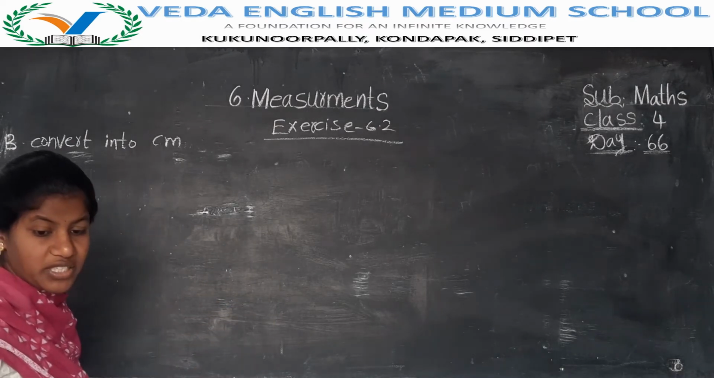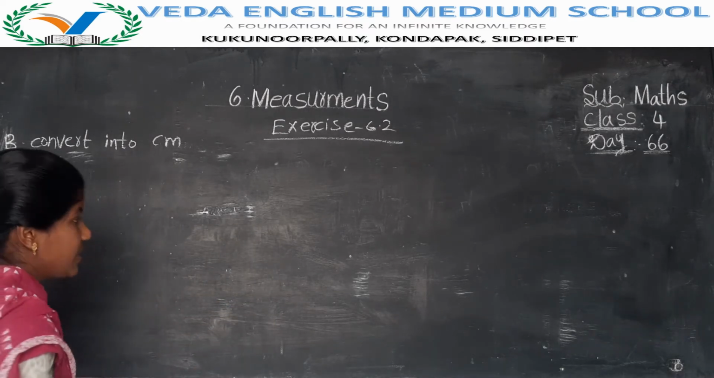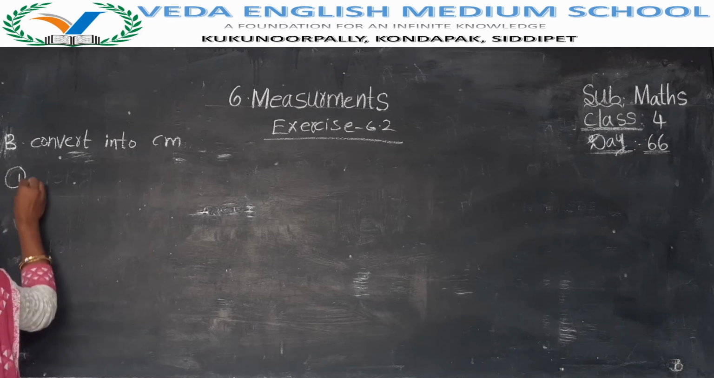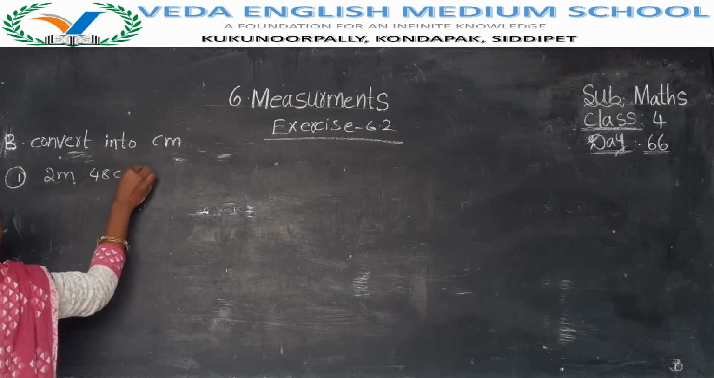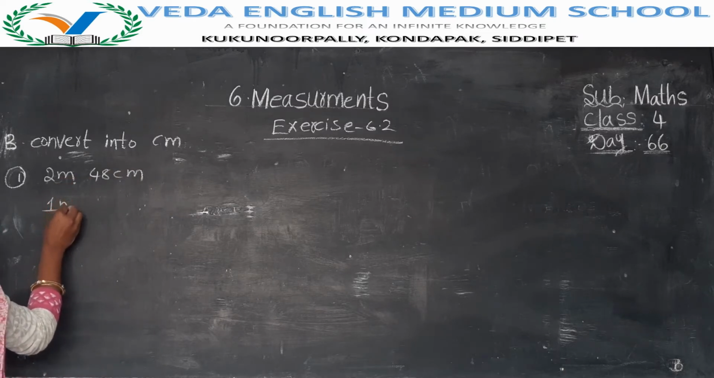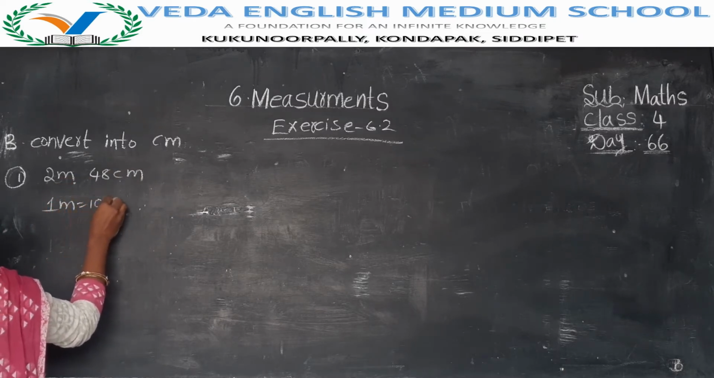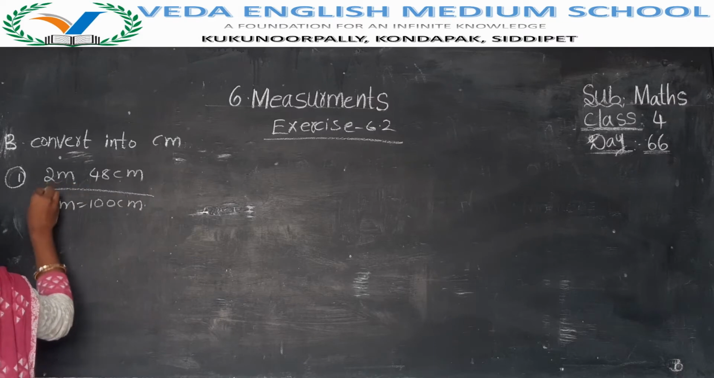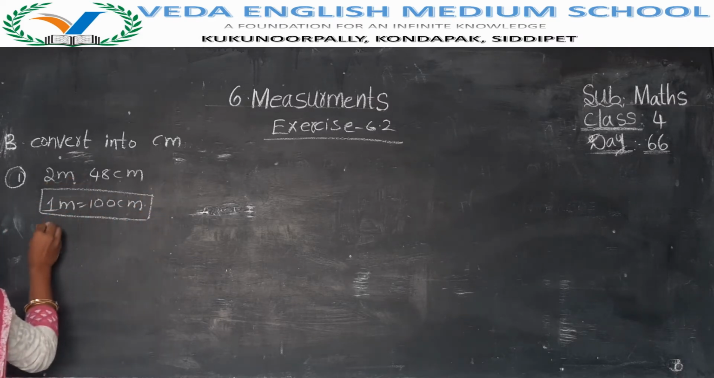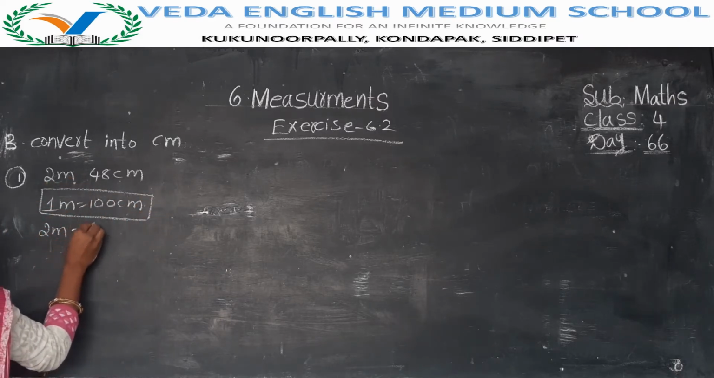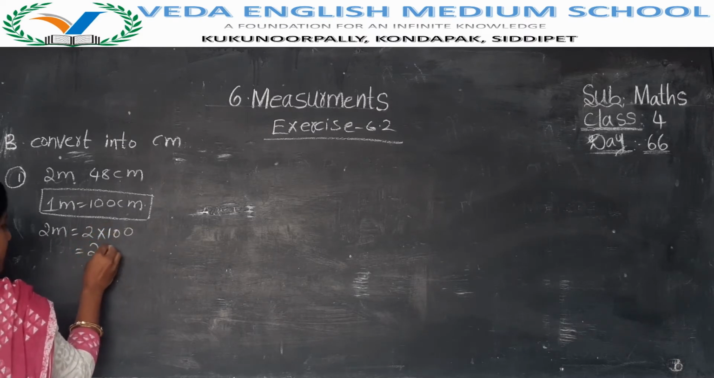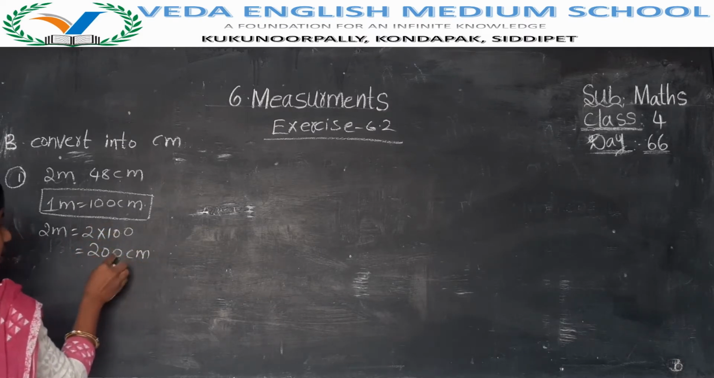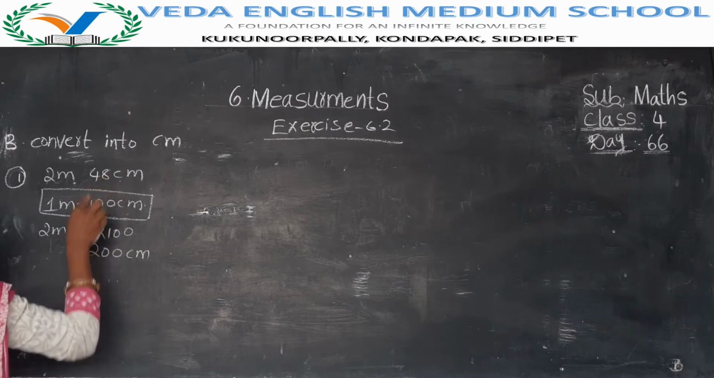So first question is 2 meters 48 centimeters. How to convert? If 1 meter is equal to 100 centimeters, then what about 2 meters? 2 meters is equal to 2 into 100. 2 into 100 will give 200 centimeters. Here it is 200 centimeters and 48 centimeters.